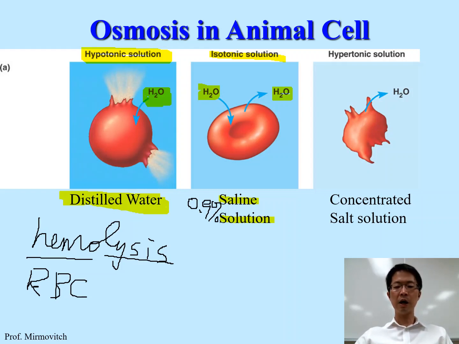And then you have hypertonic solution. It is a concentrated salt solution, basically you can assume that it's seawater. In this case, the seawater will suck out the water from inside the cell, also by osmosis. So water goes out from inside the cell to the seawater by osmosis. That will shrink the cell.